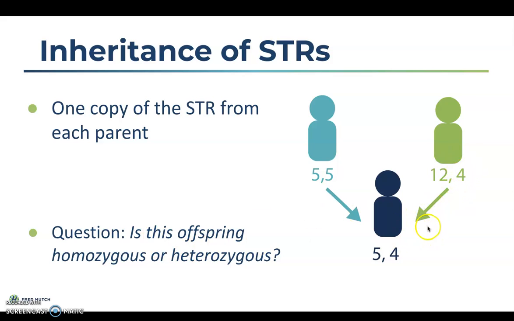So quick question, this is the offspring. Are they homozygous or heterozygous? They'd be heterozygous because they have different numbers of copies in their allele from mom and their allele from dad, right?